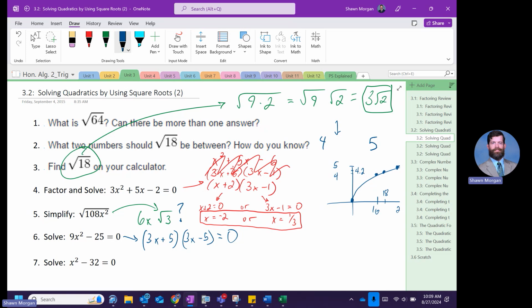So going back to, who is my FOIL master over here? Michael, I can't read straight. Estave? Okay. Anywho, Michael mentioned a minute ago with FOIL, we do first, outer, inner, last. What happens to the FOIL problem when you're multiplying a binomial times its conjugate? 2 inner values add up. The outer and the inner cancel each other out. That's going to be a really helpful notion.